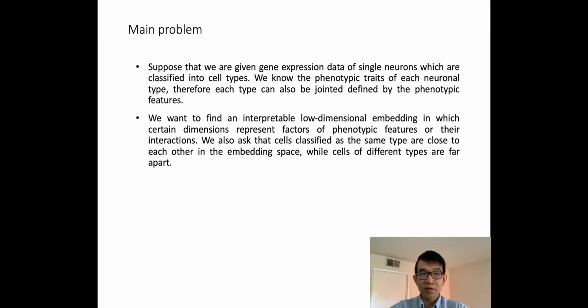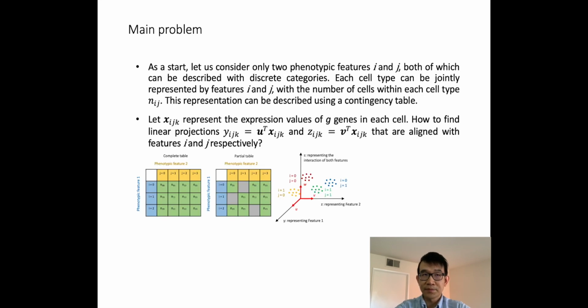The main problem here is that suppose we are given gene expressions of single neurons which are classified into cell types. We know the phenotypic traits of each neuronal type. Therefore, each type can be jointly defined by the phenotypic features. We want to find interpretable low-dimensional embedding in which certain dimensions represent factors of phenotype features or their interactions. We also want to recover these cell types, meaning that in the low-dimensional embedding, the cells of the same type are close to each other, while the cells of different types are far away.